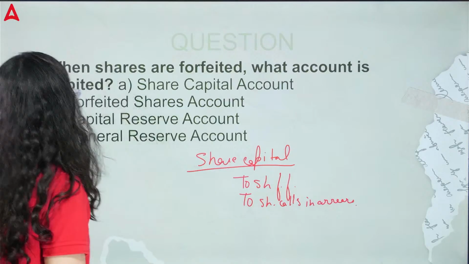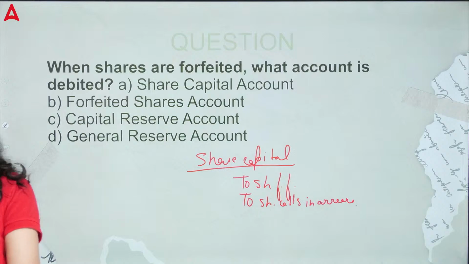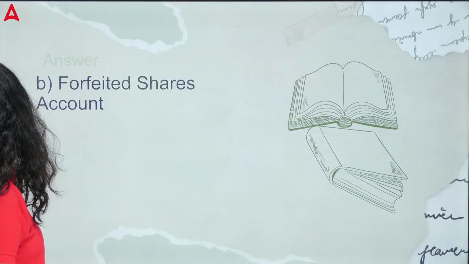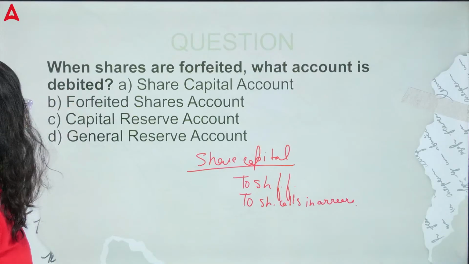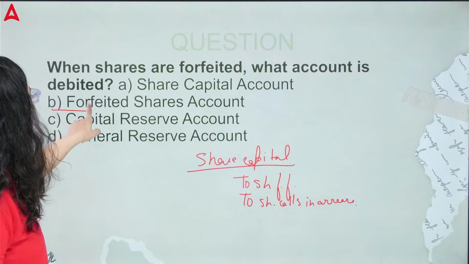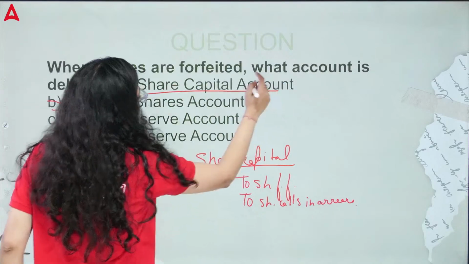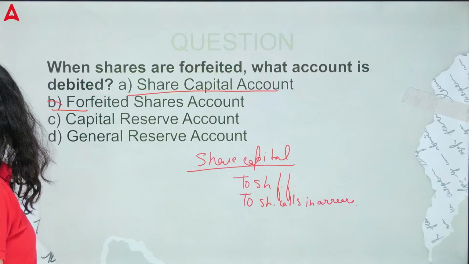Due to a technical glitch, the previous MCQs are not visible there. I'll discuss them here only. The specific MCQ was about what is debited when shares are forfeited. The forfeited shares option is wrong. Share capital account is debited, along with the share forfeiture amount.